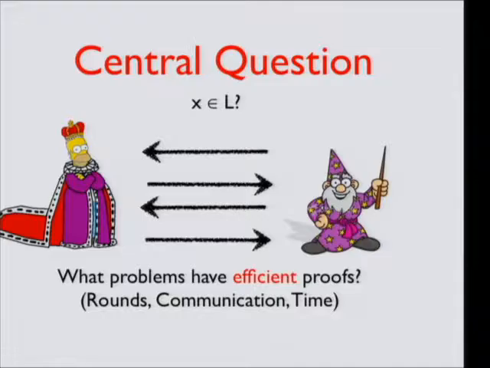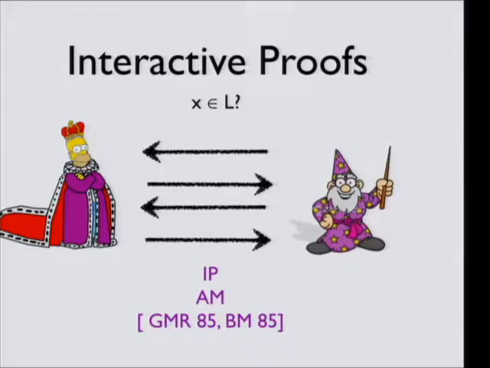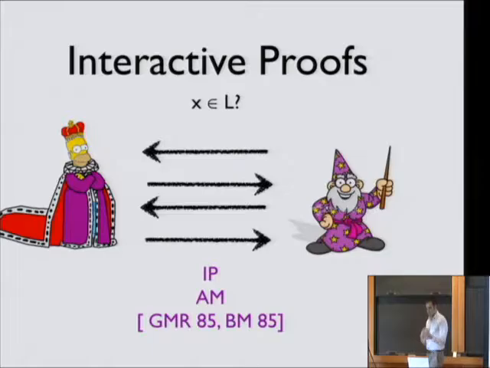These types of interactions were defined in the 80s by Goldwasser, Micali, and Rackoff, and by Babai and Moran. They defined the class IP of interactive proofs. This is a set of languages that can be decided by polynomially many rounds of interaction, and the proof that this expert Merlin gives can be verified by the user Arthur in polynomial time. And Arthur-Merlin is with constantly many rounds.